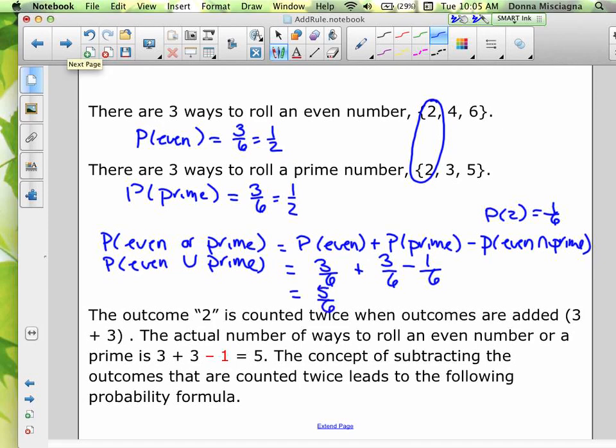So the outcome 2 is counted twice when the outcomes are added, right, because it was counted for the prime and it was counted for the even. The actual number of ways to roll an even number or a prime number is 5. Because there is one outcome that's not listed. What's the one outcome that's neither even nor prime? 1, yeah. 1 doesn't fit either one of those. The concept of subtracting the outcomes that are counted twice gives us our probability formula. So we're going to subtract anything in the intersection. Any questions on this so far?